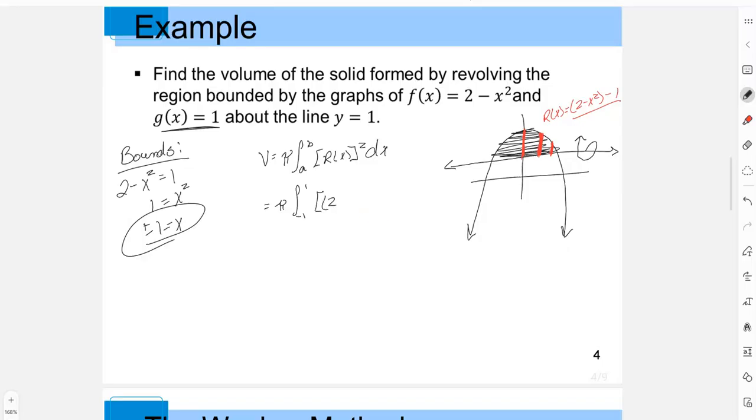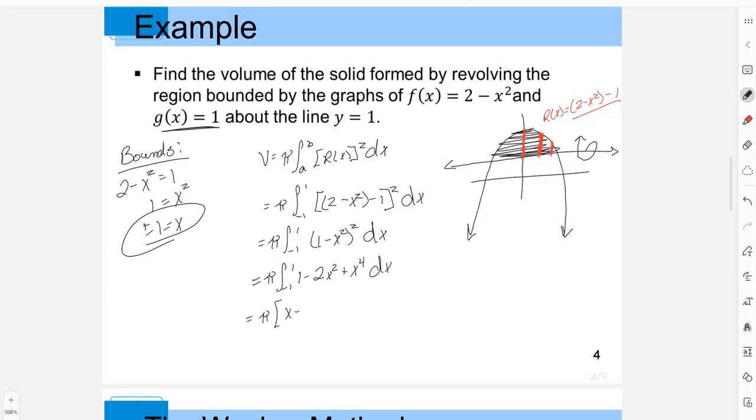So it's going to be 2 minus x squared minus 1. There's my radius, and I'm going to square it. So let's clean that up. 2 minus x squared minus 1, quantity squared is 1 minus x squared, quantity squared. So how do we integrate that? We are going to expand it. So it's going to be 1 minus 2x squared plus x to the 4th.